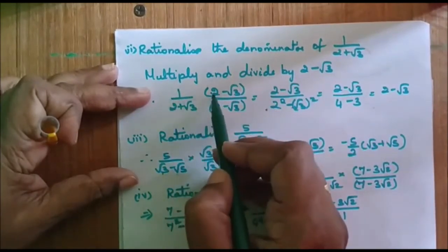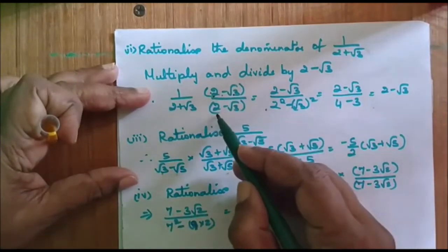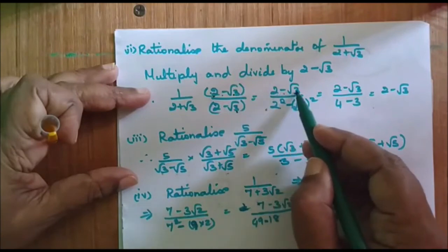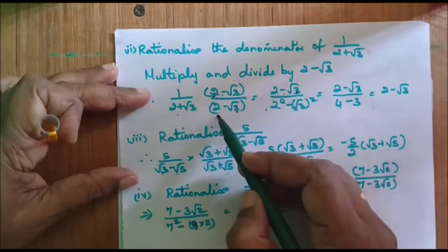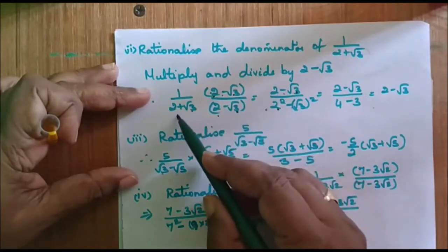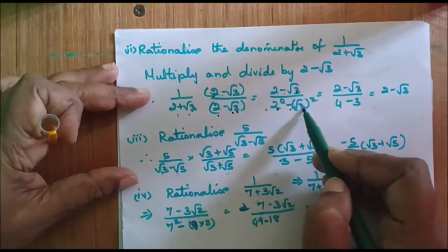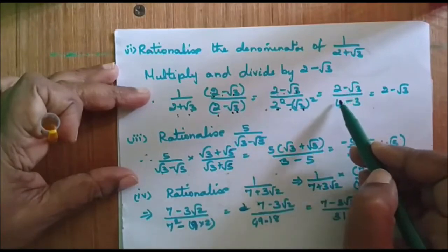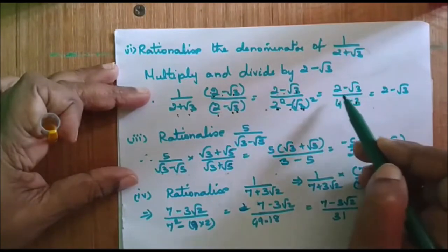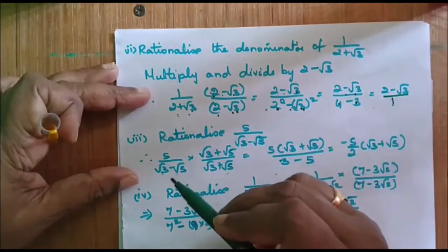So the numerator I multiply by 2 minus root 3, and the denominator by 2 minus root 3. The numerator will be 2 minus root 3. The denominator is of the form a plus b into a minus b, so it is a squared minus b squared. It is nothing but 2 squared is 4 and root 3 squared is 3. So it is 2 minus root 3 by 1. I hope you get it.